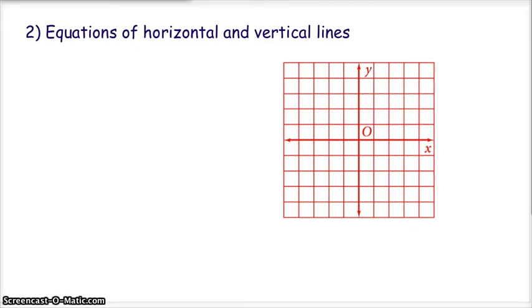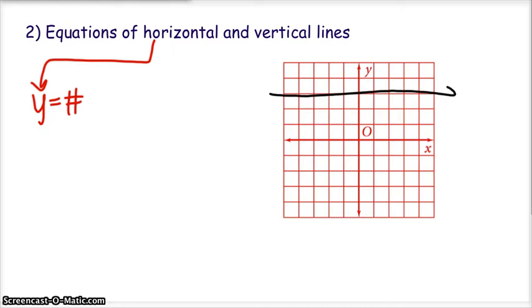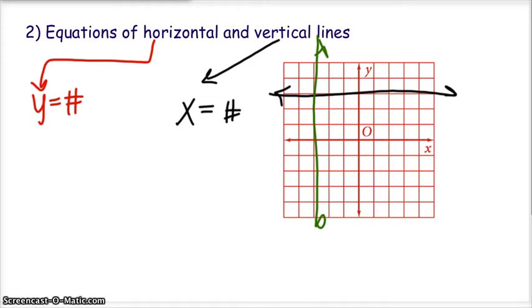Horizontal lines are lines that are of the equation y = a value. Horizontal lines go through the y-axis. So this particular line would be y = 3 because it's going through the y-axis at 3. Vertical lines are lines in the equation x = a number. Vertical lines go through the x-axis. This particular line would be x = -3 because it is a vertical line going through the x-axis at -3.